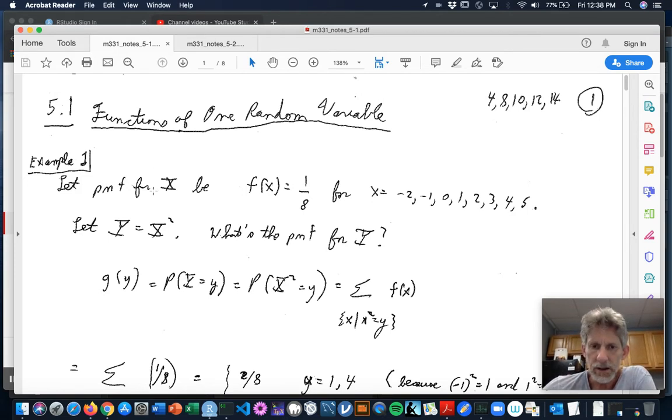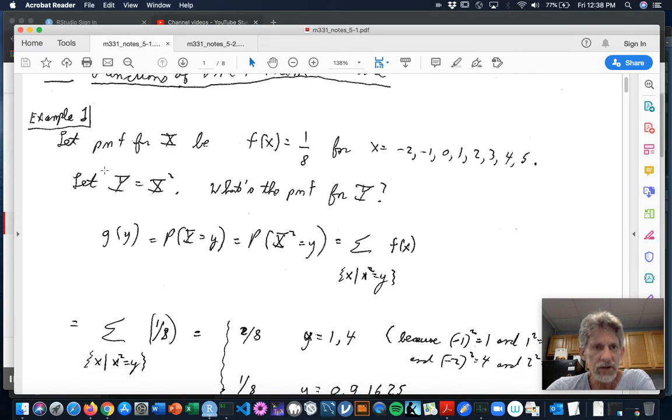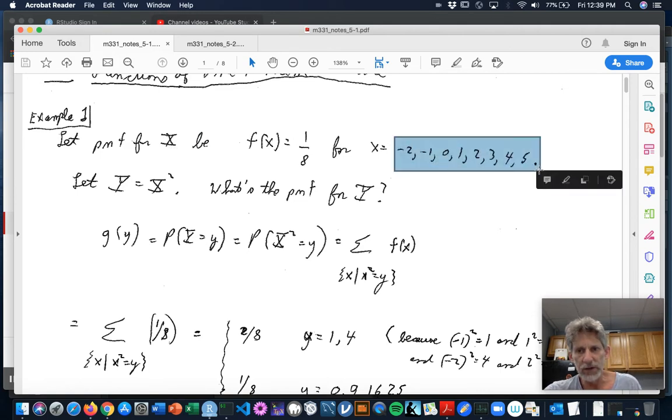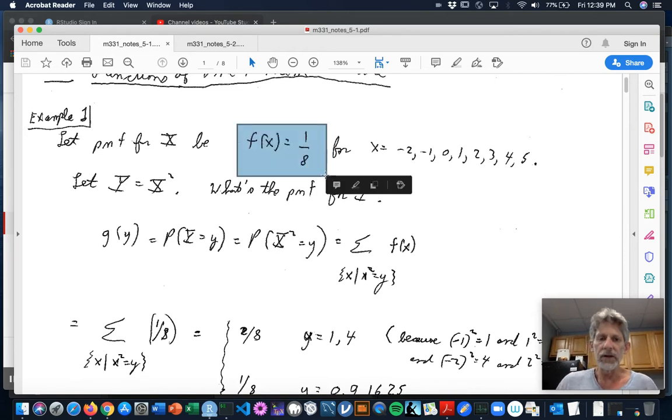So let's begin with a simple example involving a discrete random variable, just to show you that everything we do is ultimately going to be founded in some common sense stuff that you could think up on your own in some cases. So let capital X be some random variable which has these possible values here. So that's its sample space. It's those 8 possible numbers. And let's say it's equally likely to take on each of those numbers. So the PMF is f of x equals 1/8 for each of those numbers.